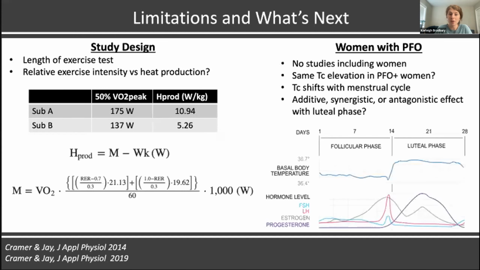We also have done no studies looking at women with the PFO, so we don't know if we see the same core temperature elevation in PFO positive women that we see in PFO positive men. But we do know that we see temperature shifts along with the menstrual cycle. And in the luteal phase, we have an elevation in temperature by about 0.3, 0.4 degrees Celsius due to progesterone. So we don't know if our PFO positive women do have higher temperatures, if there's an additive, if there's a synergistic or antagonistic effect with the temperature changes we see in the luteal phase.